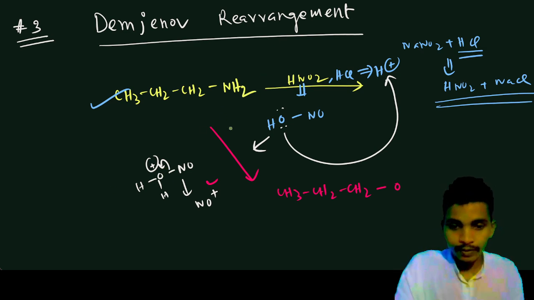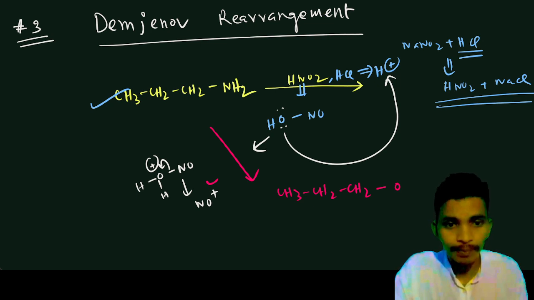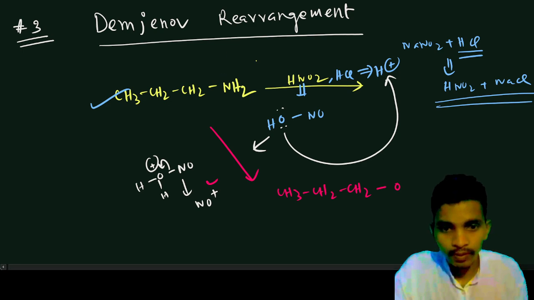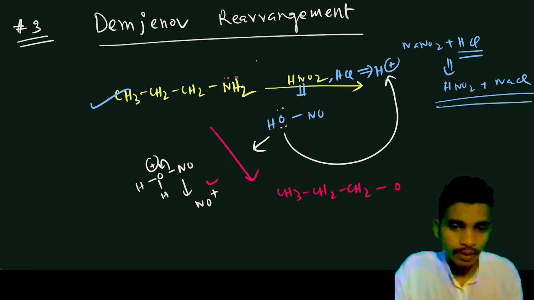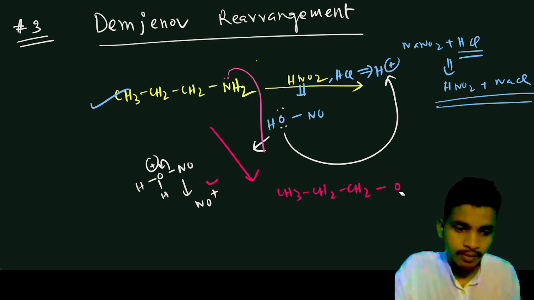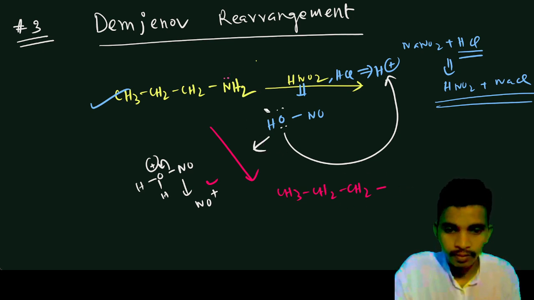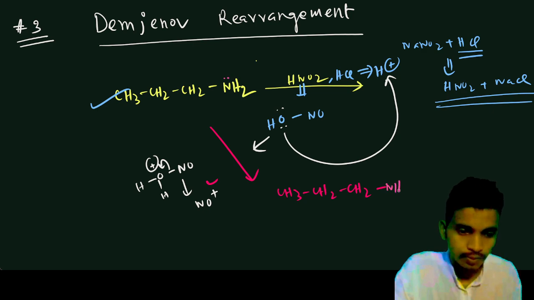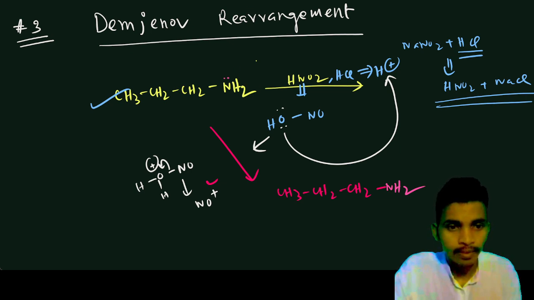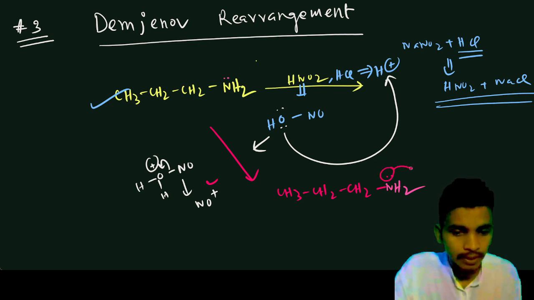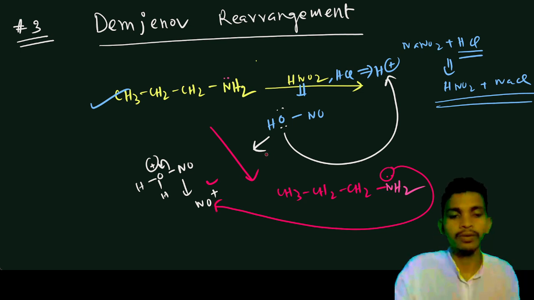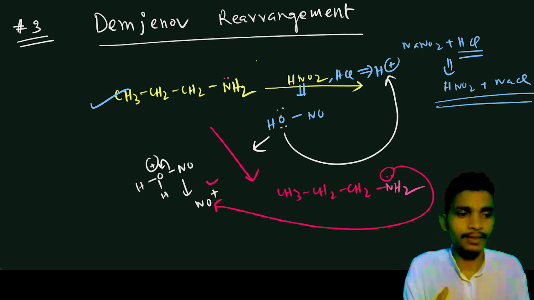Okay, so now what will happen? This lone pair will attack this. Here NH2 is there, so this lone pair of NH2 will attack this. We will do these reactions in the next class. Today up to this. Thank you.